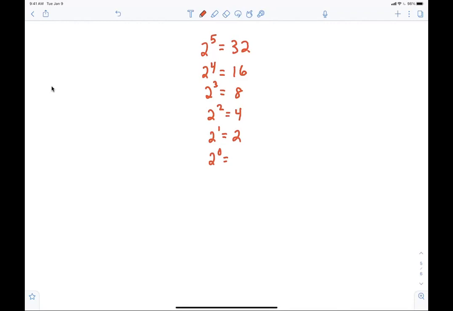You're right, it's not correct. Anything to the 0 power is not 0. That is incorrect. Why? Because it was going down by half each time. That's exactly correct. You're supposed to recognize the patterns. From here to here, I'm dividing by 2. From here to here, I'm dividing by 2. From here to here, I'm dividing by 2. So we don't change the pattern. So 2 divided by 2 is 1.